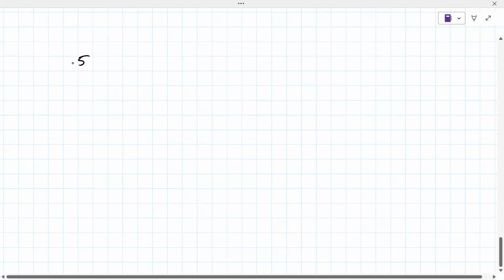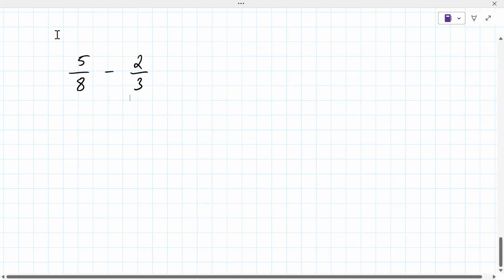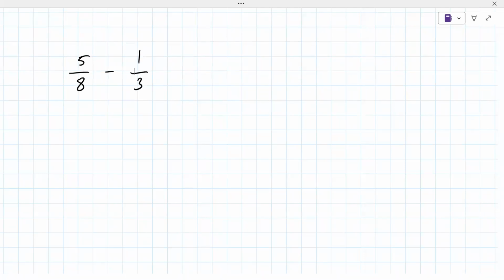Let's try 5/8 minus 2/3. Let's have you try. Actually, that may not be good for you. Sorry, let me just think through this. Let me just make this 1/3. Okay, why don't you try this problem here on your own? Okay. So 5/8 minus 1/3.